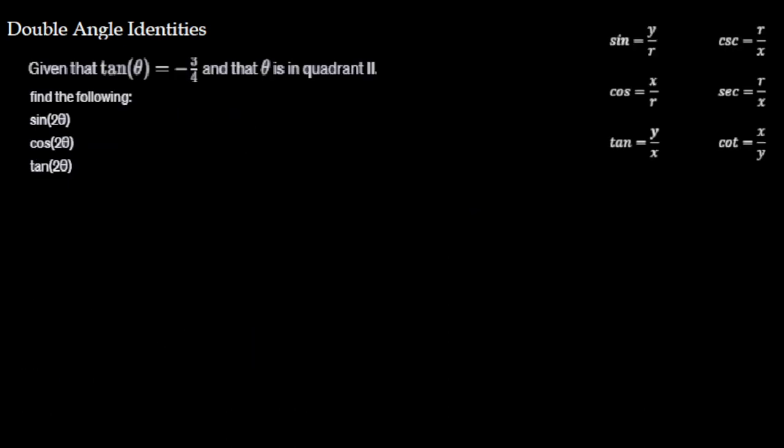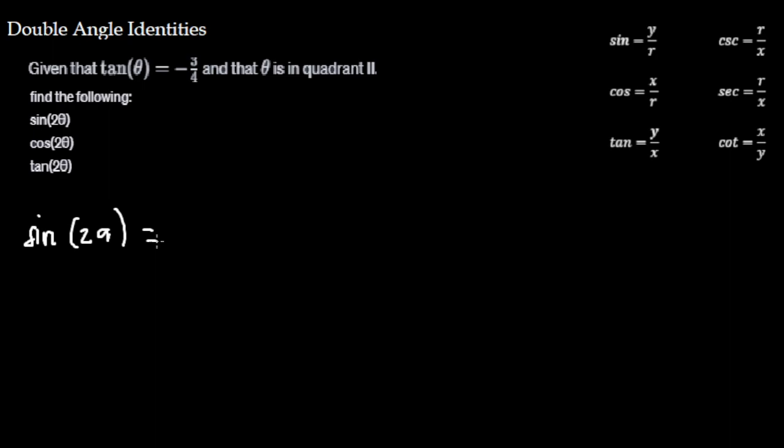Now, let us try to solve this problem. Given that tangent of theta is equal to negative 3 over 4 and that theta is in quadrant 2, let us find the following: the double angle identity of sine, cosine, and tangent. Let us go with sine first. Sine of A na lang isulat natin.